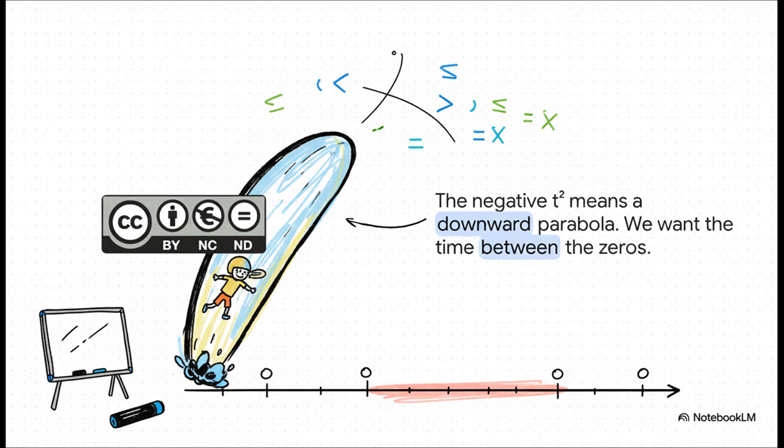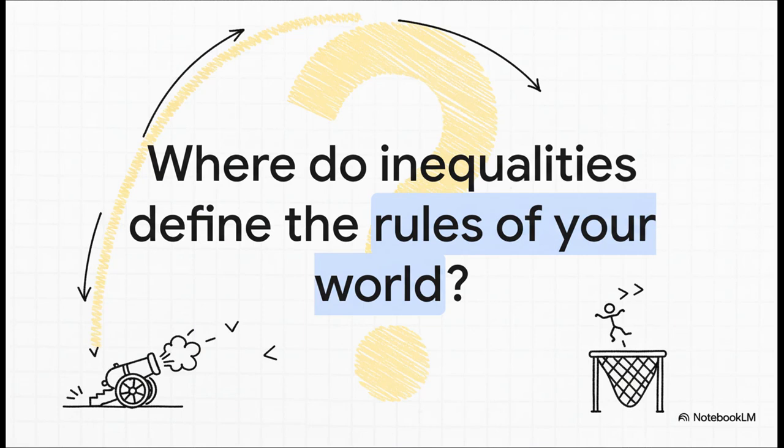We figured it out. The cool thing is, once you start looking for them, you see inequalities everywhere. A speed limit sign doesn't say you have to drive at 65. It says your speed must be less than or equal to 65. Your monthly budget says your spending has to be less than or equal to your income. They are the mathematical rules that set the boundaries and define the valid ranges that really shape our world.